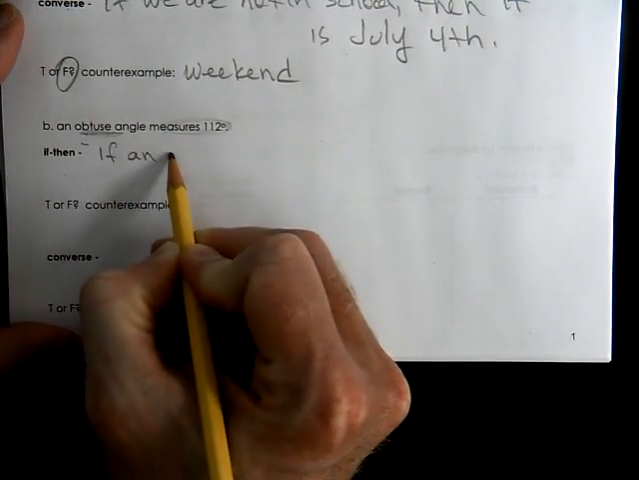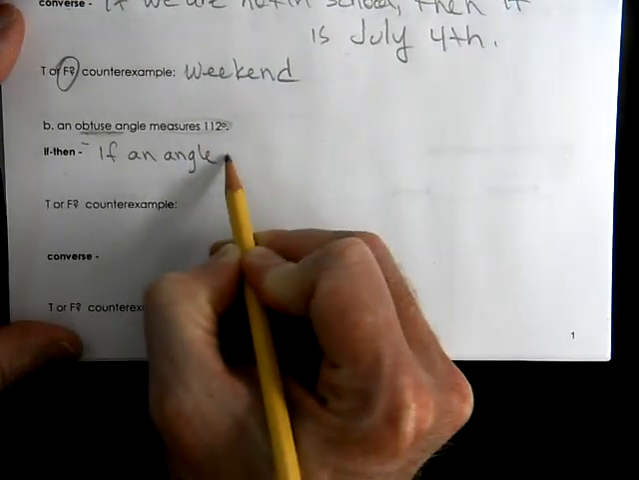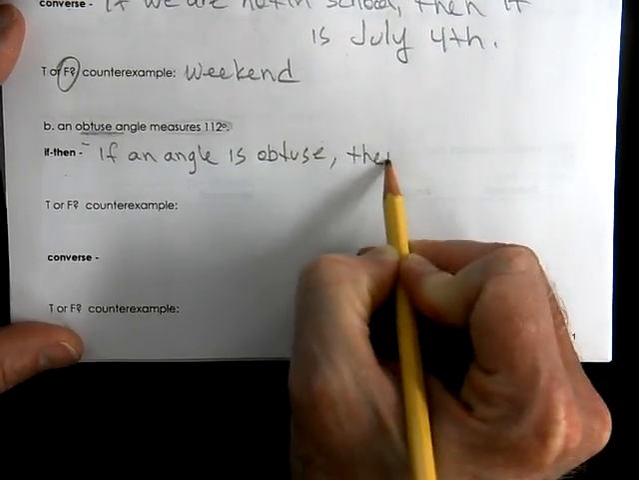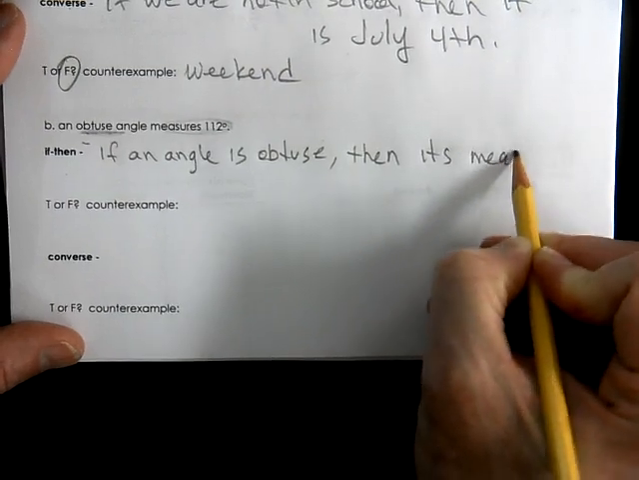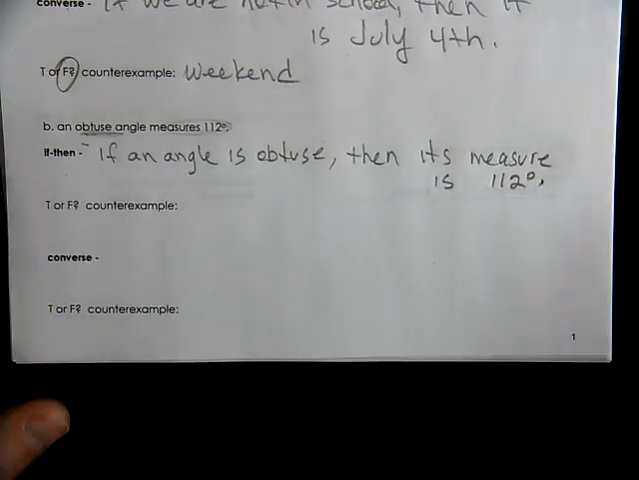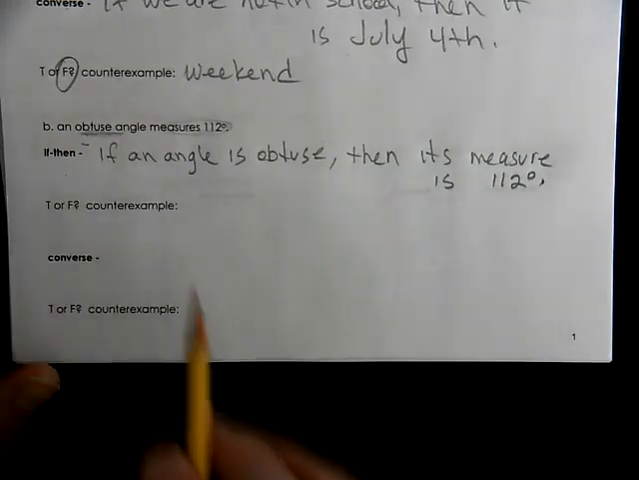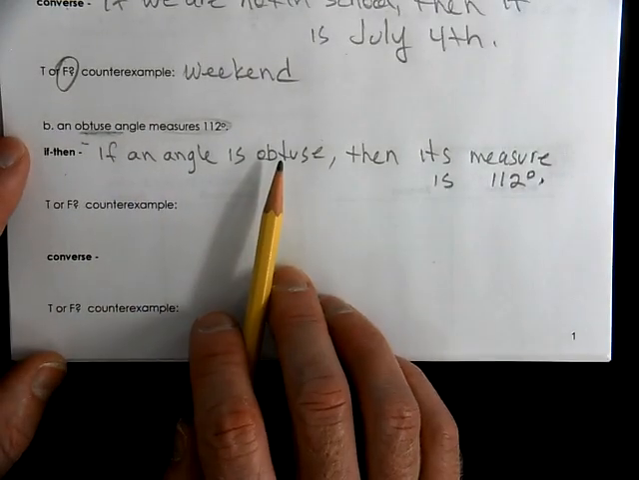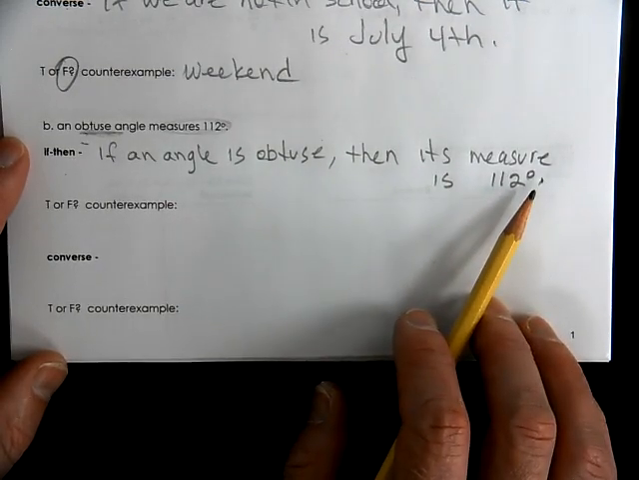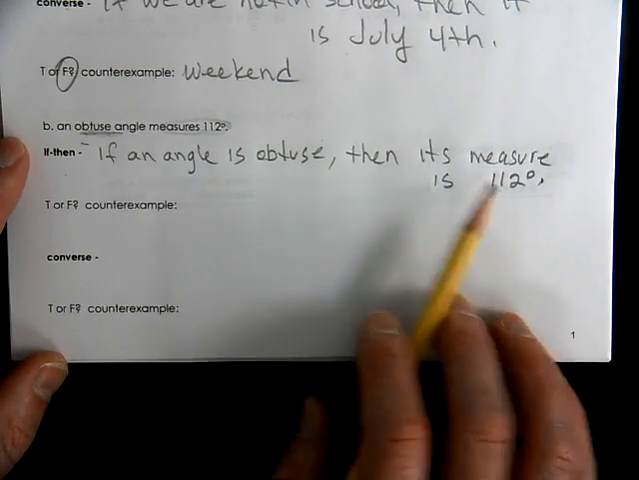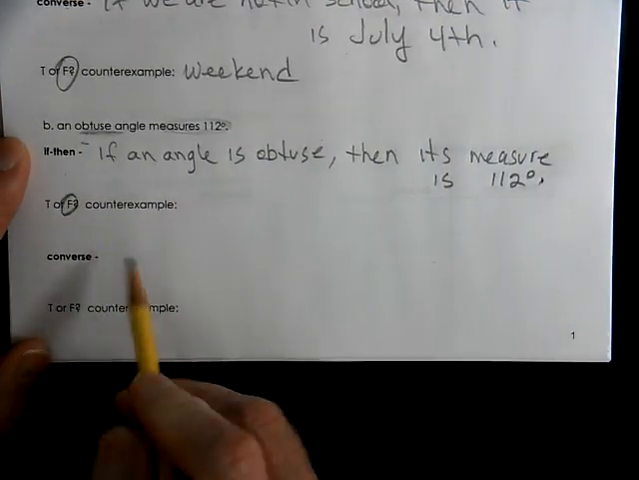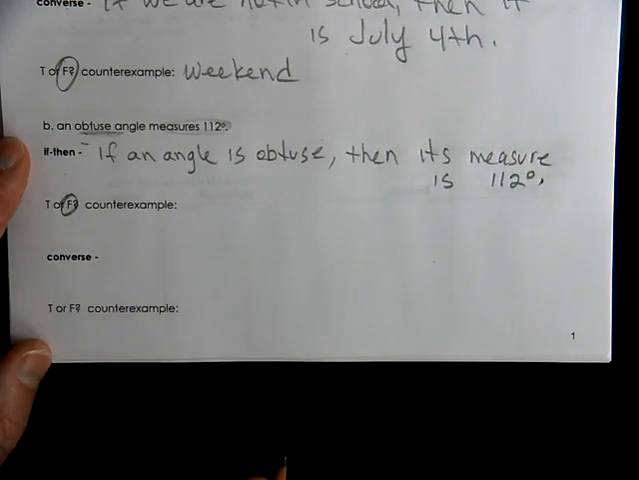If an angle is obtuse, then its measure is 112 degrees. Could you still be an obtuse angle and be something different than 112 degrees? So is this considered true or false? This is considered false. So what would be your counterexample?